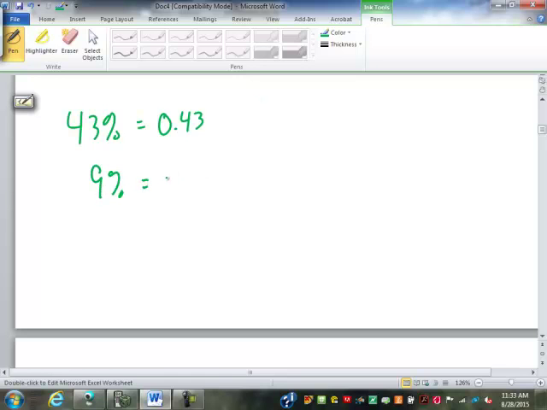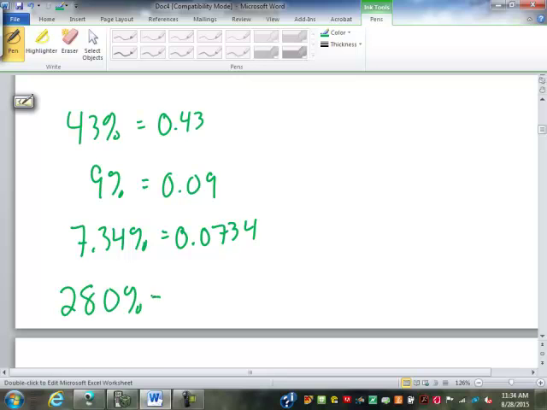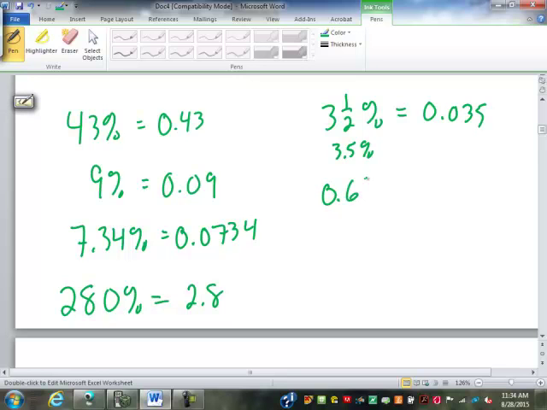9% becomes what as a decimal? 0.09. 7.34% becomes 0.0734. 280% becomes 2.8. 3.5% becomes 0.035. Good. 0.6% is 0.006. Perfect.